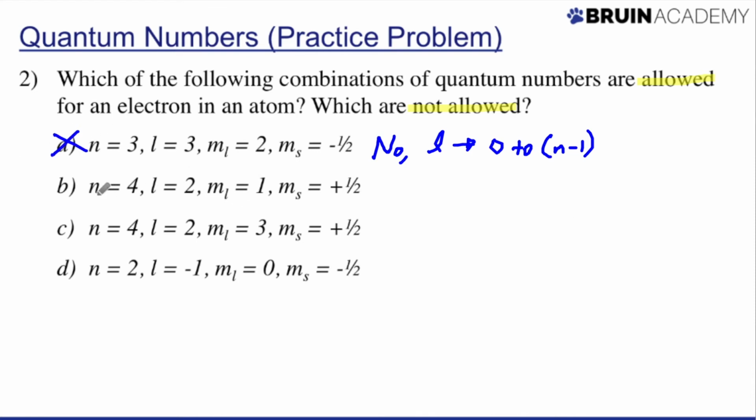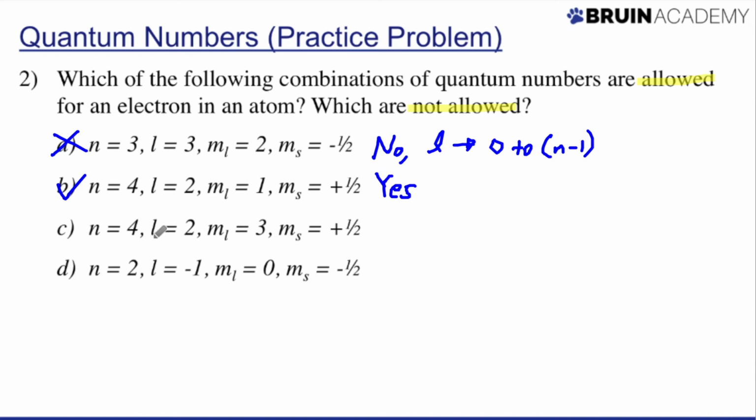Let's check out B. It says n equals 4. All right, so that means the possible values of L are going to be 0, 1, 2, and 3. So that's okay. Right? So then you look at the value of L. What are the possible values of ML given that L equals 2? Well, remember that ML ranges from negative L to positive L. So the possible values of ML are negative 2, negative 1, 0, 1, and 2. So ML equals 1, that's okay. And then MS equals plus 1 half, totally fine. This one totally checks out, so this one works. This is allowed, so yes, it is allowed.